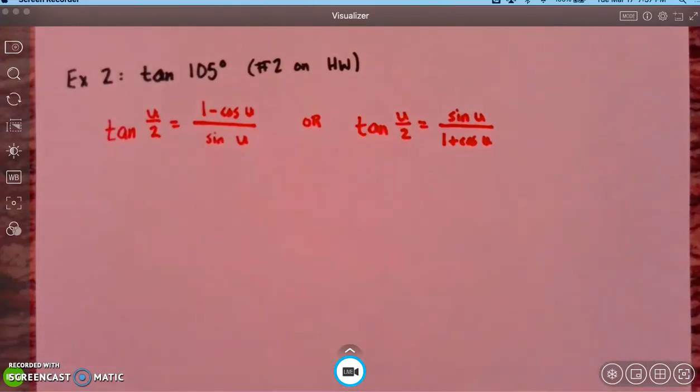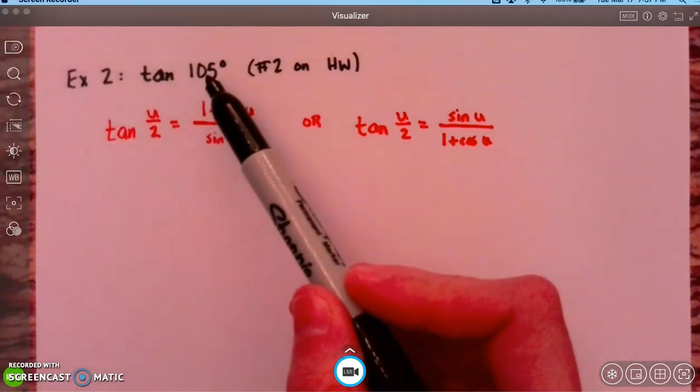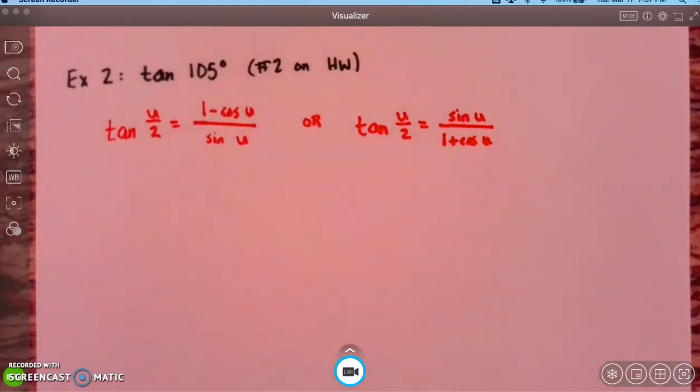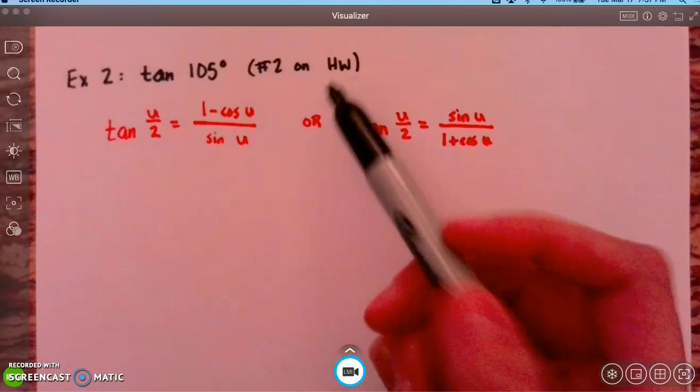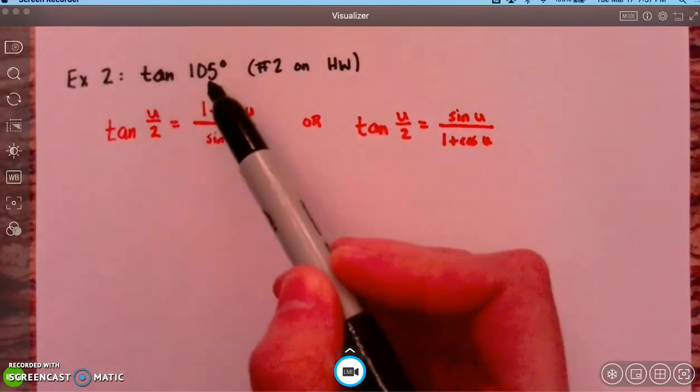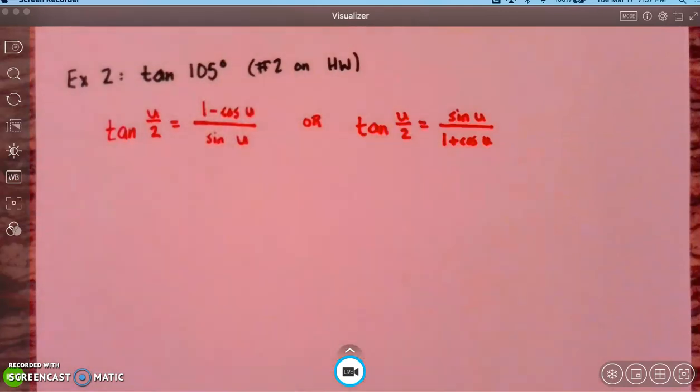In this example, we're going to be looking for the tangent of 105 degrees, and we're going to be using the half angle formula again. This is example 2 on your homework. So once again, it's not that this problem is not solvable using the sum and difference formulas, but we do want to be able to take a look at how this problem is solvable using the half angle formula.